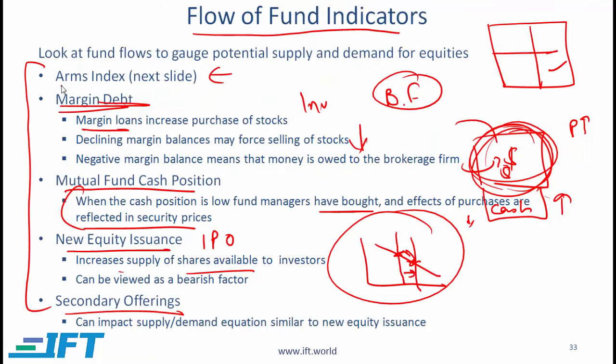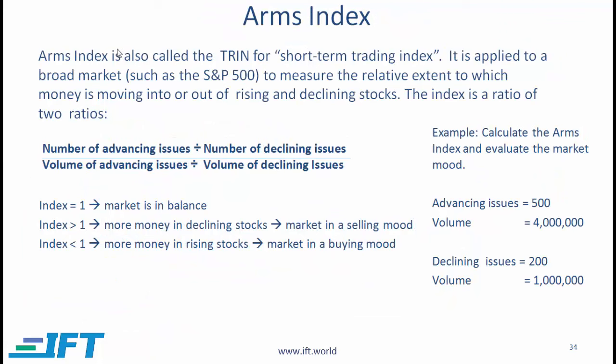Next, we will talk about the ARMS index. The ARMS index is also called the TRIN for short-term trading index. It applies to a broad market such as the S&P 500 to measure the relative extent to which money is moving into or out of rising and declining stocks. The index is a ratio of two ratios. You need to learn this.